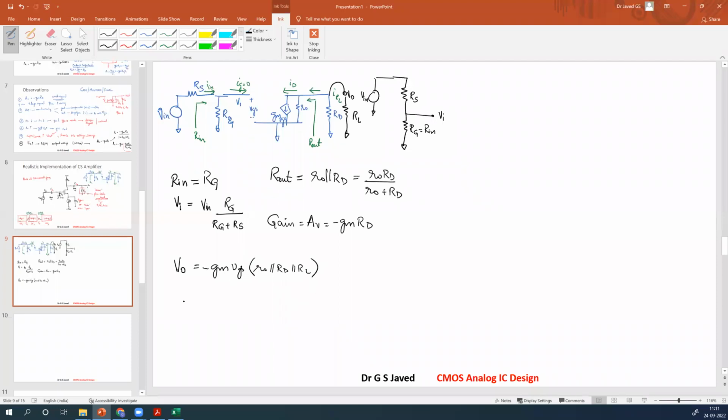So what is the actual gain? Gain is given as V out by V in. That is minus Gm VGS. What is VGS? Vi. So this will be R0 parallel with RD parallel with RL. What is the input? Vi, right? So that is V in by Rg divided by Rg plus Rs.